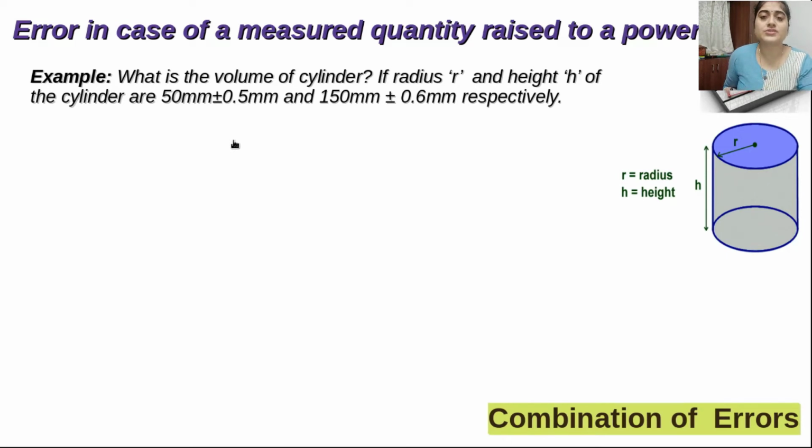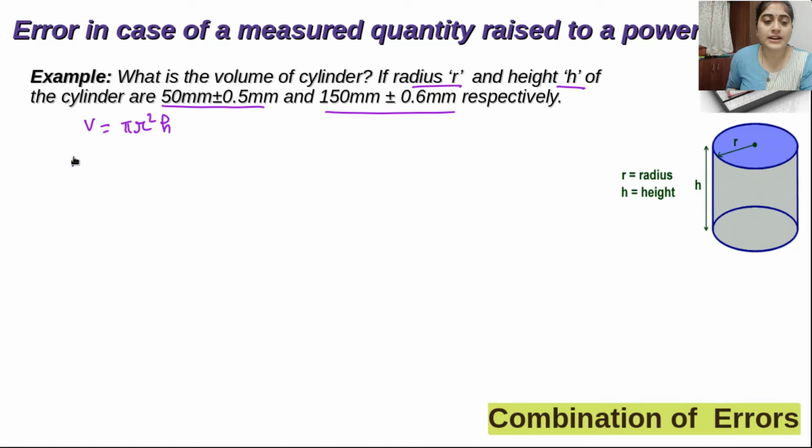Here I am showing how this type of problem comes in exams, and how you can solve it directly. We know the volume of the cylinder is pi r square h. The radius is 50 mm plus minus 0.5 mm error, and the height is 150 mm plus minus 0.6 mm error. So here we have two physical quantities.